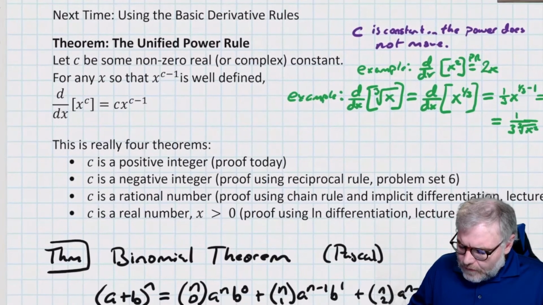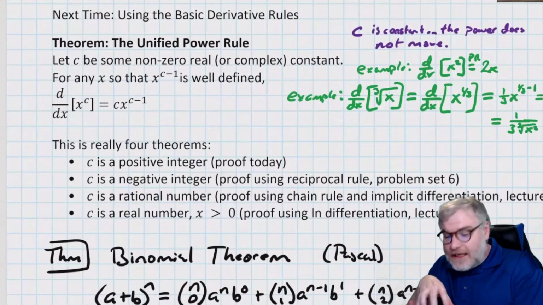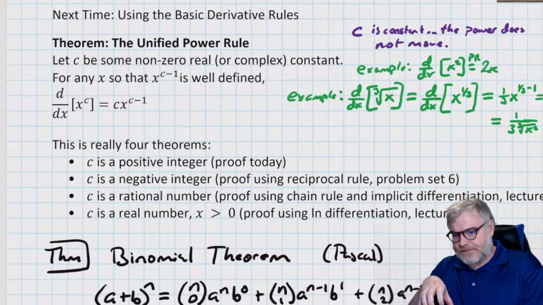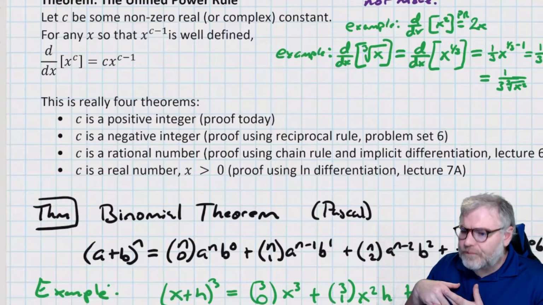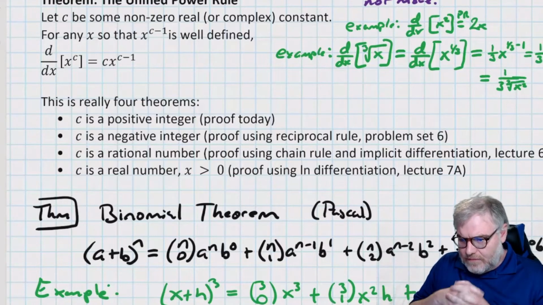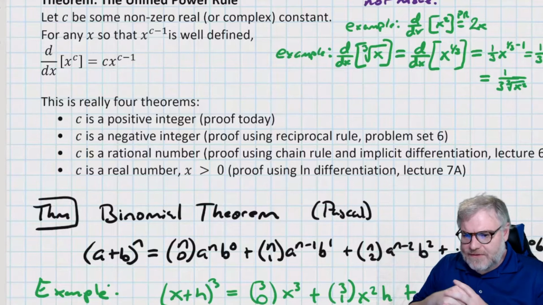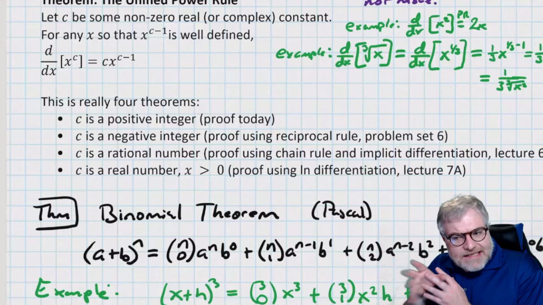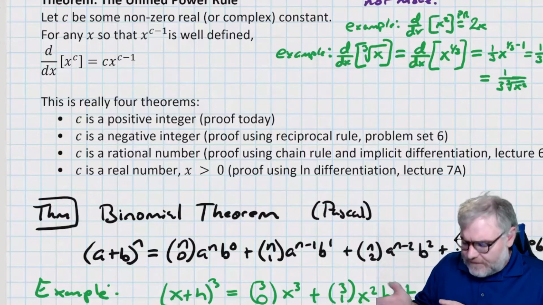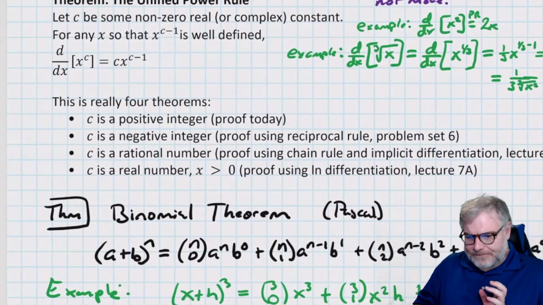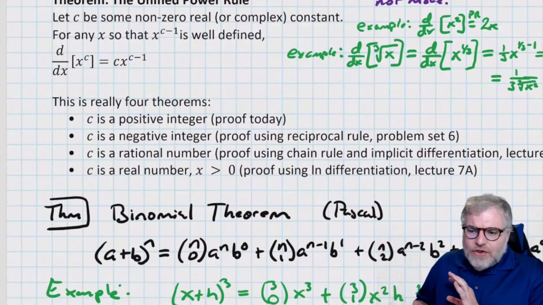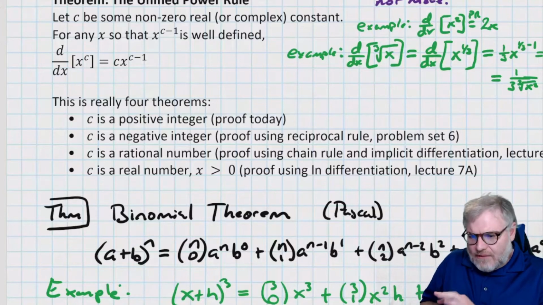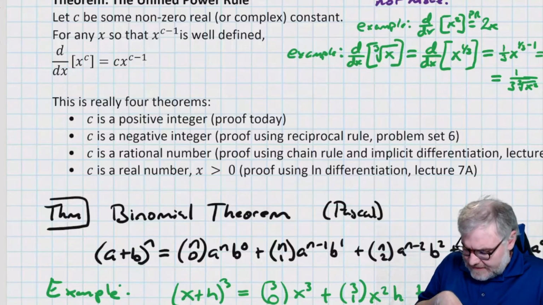So that's what you need in order to prove it for negative integers, and you'll actually do it on problem set 6. If c is a rational number, as in p over q, where the top's an integer and the bottom's a positive integer, then you can prove that case using the chain rule and some implicit differentiation, and we'll do that in lecture 6b. Then if c is any real number and x is greater than 0, you can use logarithmic differentiation, and we'll do that in 7a to prove that case.